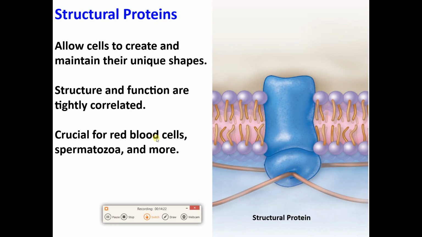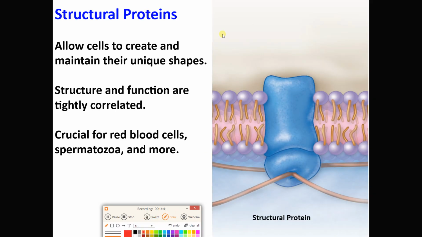Okay, there's also structural proteins. Structural proteins allow cells to create and maintain their unique shape. Shape is very important. Think about a cell like a red blood cell. A red blood cell has this shape. It's called a biconcave disc.